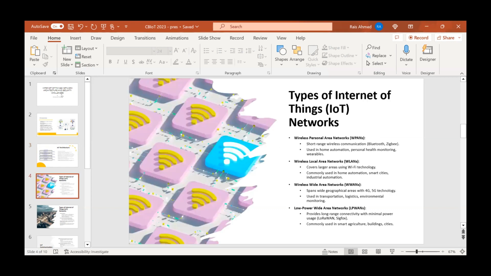There are different types of IoT networks. One is the wireless personal area network, which is short range, utilizing Bluetooth and Zigbee. That's used for home automation and personal health monitoring wearable devices. Another technology is commonly used, again, for home automation, industrial automation, and smart cities. For the wide area network using 4G and 5G, it's used for transportation, logistics, and environmental monitoring. Low-power wide area networks, using LoRaWAN and Sigfox, are commonly used for agriculture, buildings, and cities.